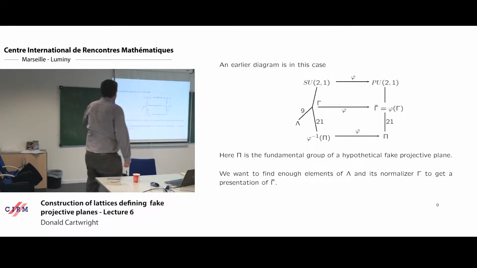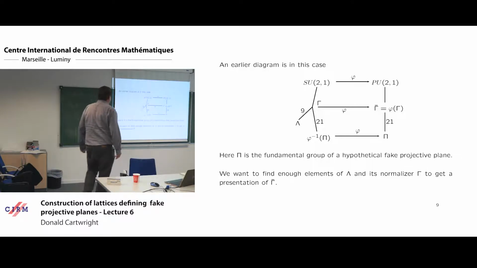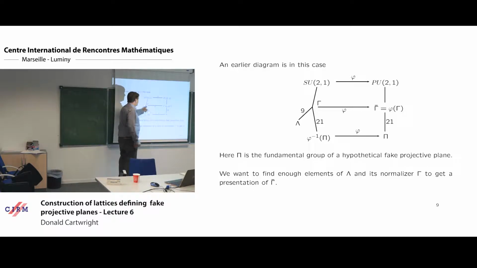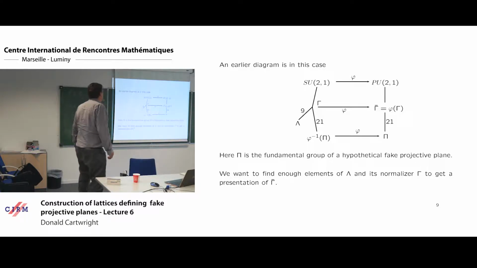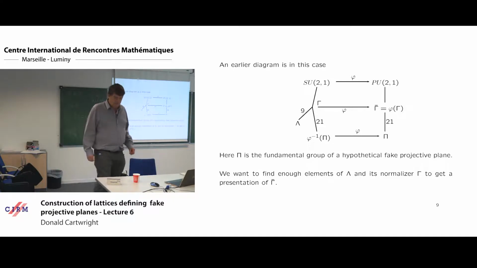Okay, so we had a diagram. I like this diagram. We have, this is the DKL. This is of index 3 to the alpha in the normalizer. So alpha is 2 whenever you've got a division algebra. And so pi is a hypothetical fundamental group of a fake projective plane, or a fundamental group of a hypothetical fake projective plane.